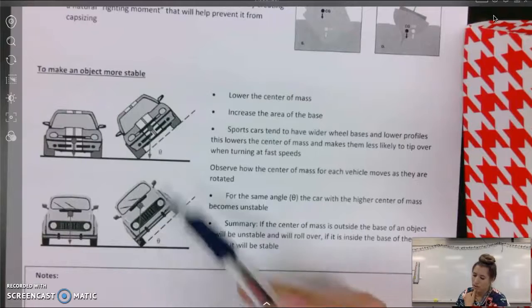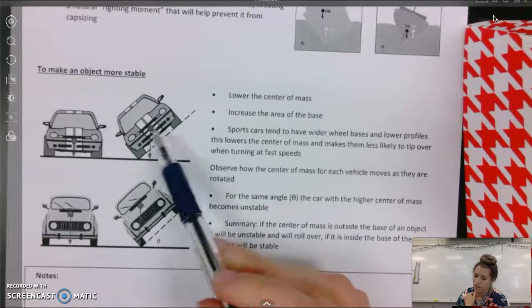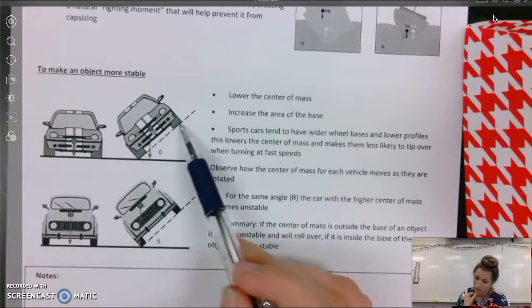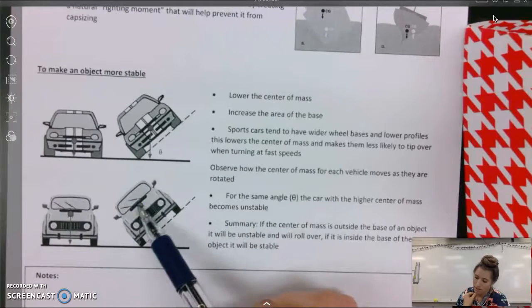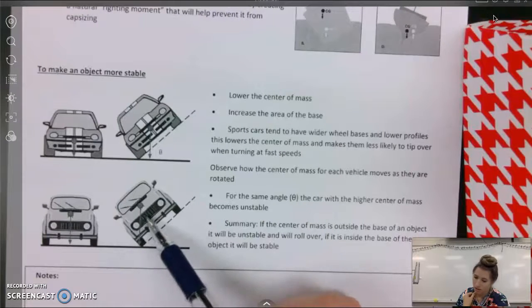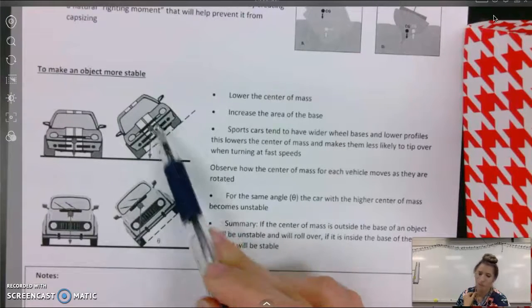And so when these 2 vehicles are set at the same angle, do you see how this torque of the center of mass is stable? It's not beyond the base of the object, but this one is unstable. It's beyond the base of the object. So this car is going to fall over, but that one's not.